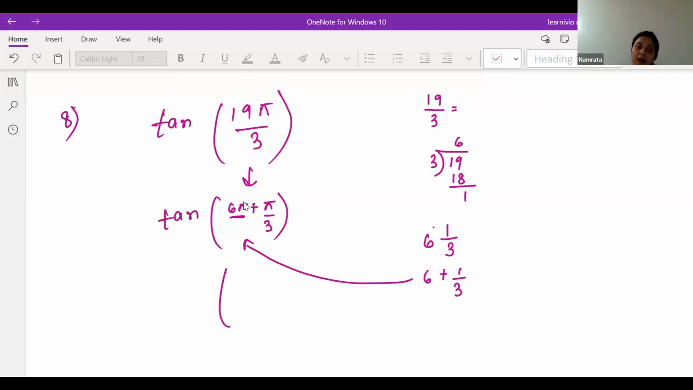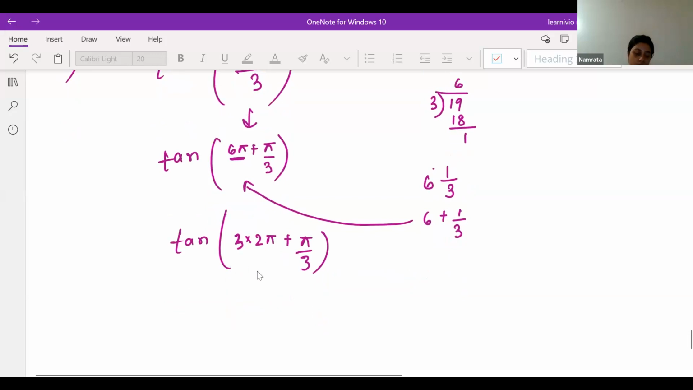Now, for multiples of pi, like 2 pi, 3 pi, the even multiples of pi, this 6 pi can be written as 3 times 2 pi plus pi by 3. And this tan can be kept as tan only.